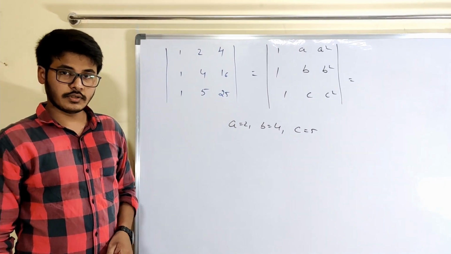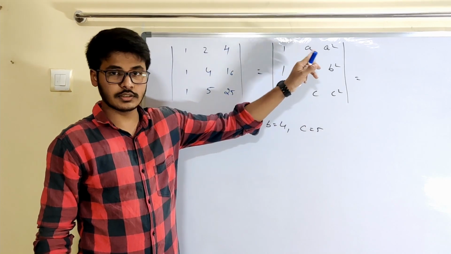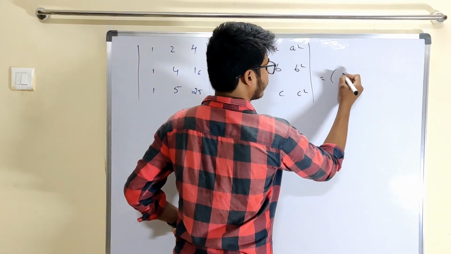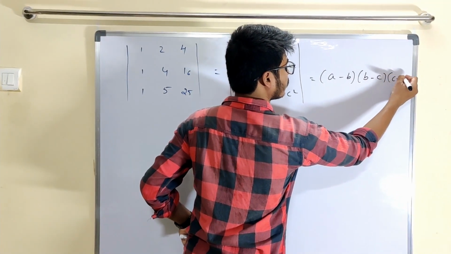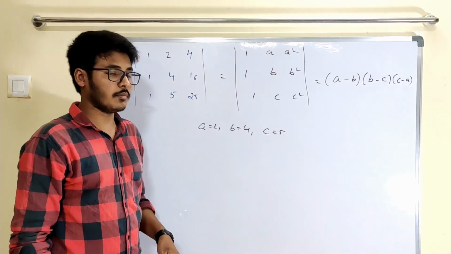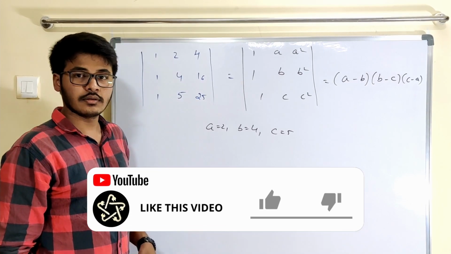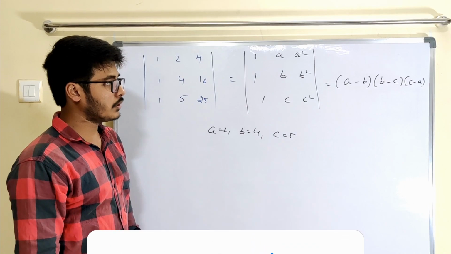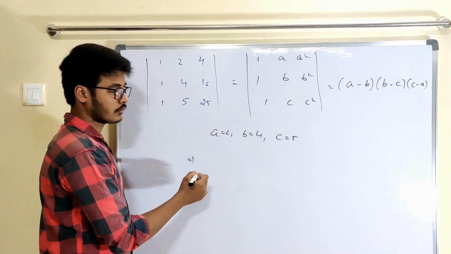Now we will see the shortcut for this question. If the given matrix is in the form of 1 1 1, a b c, and a square b square c square, the determinant for this is directly given as (a minus b) into (b minus c) into (c minus a). So now we will see the determinant for the given question.